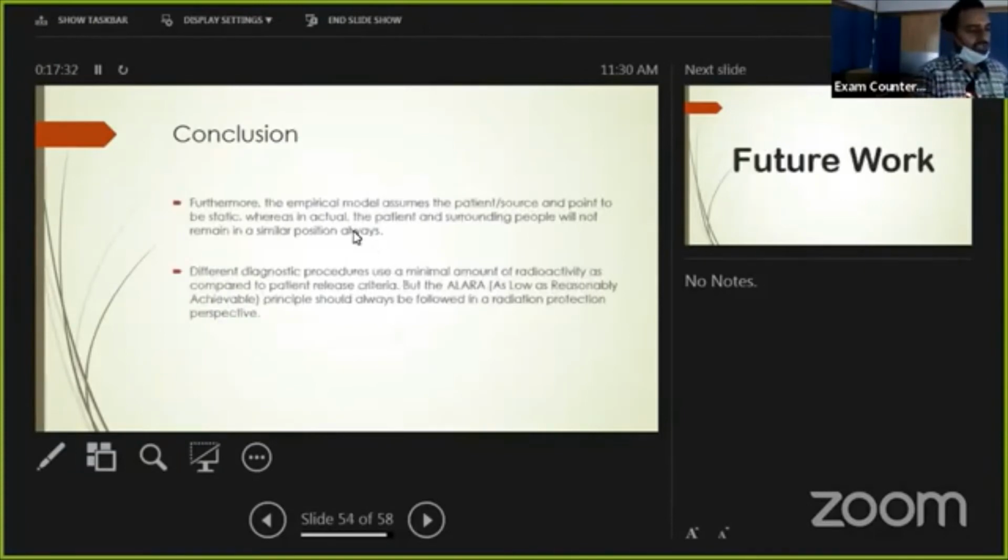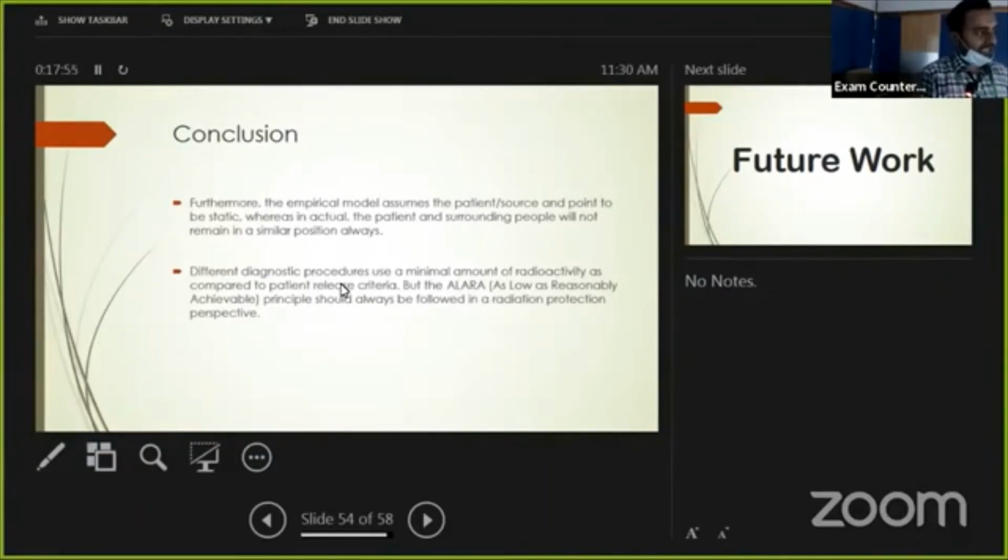So furthermore, the empirical model that we have made here will always be helpful, and we can find the dose rates or the cumulative doses to the companion if we put the right conditions in that empirical model.